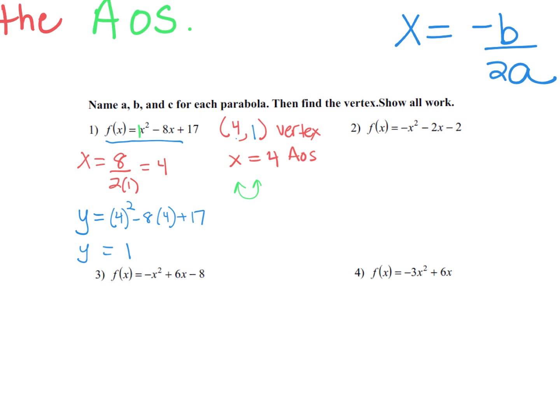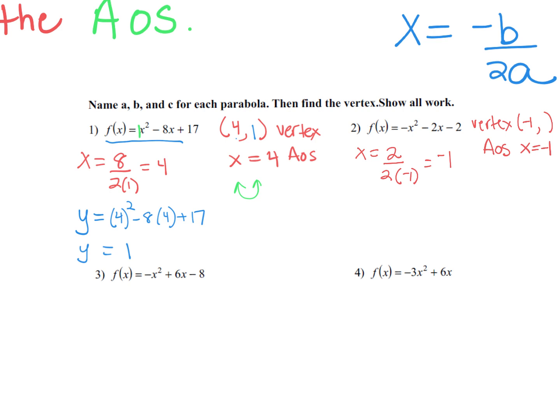If we take a look at number 2. Number 2, we look at the a is -1, b is -2, c is -2. And so I want to say that the x value of the vertex is equal to the opposite of b divided by 2 times a. And so for the x-coordinate of the vertex, that is going to give me -1. Now keep in mind that tells me two things. That tells me the x-coordinate of the vertex is -1. It also tells me the axis of symmetry is x equals -1.